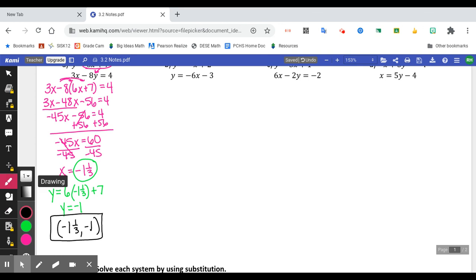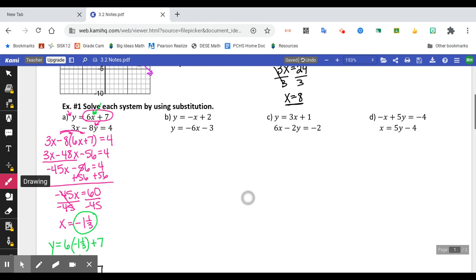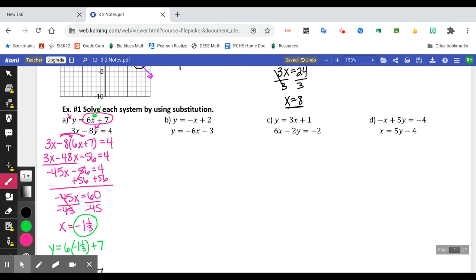Okay, all right, let's try another one. This one is a little bit different in the fact that it has two of them that are equal to y. So in this case, it doesn't matter which one we pick. I usually always just start with the top one. If this is what my y value is equal to, it goes in for y in the other equation, and everything else stays exactly the same.